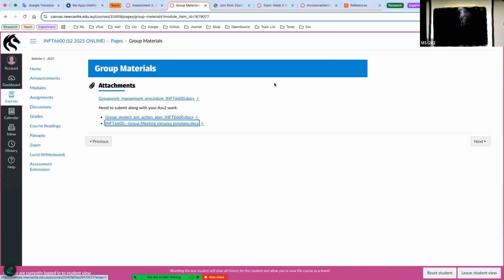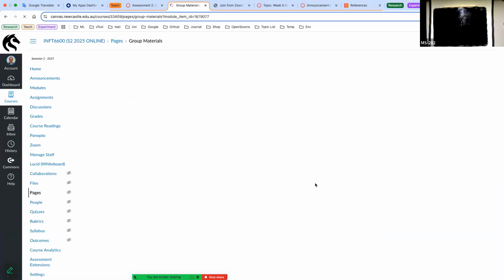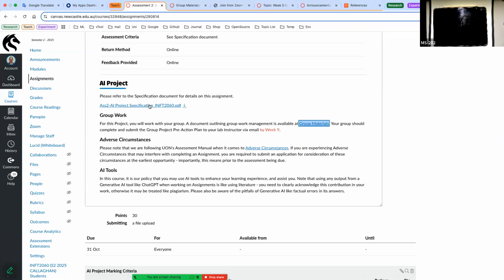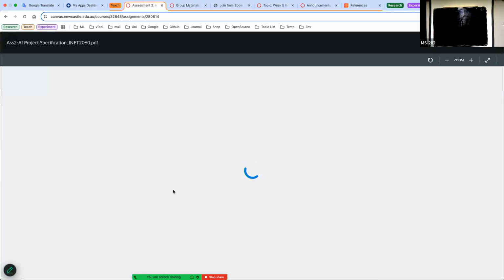As I said, this group work is due on week 12 Friday, and all the pre-action plan needs to be completed by week 9 Friday and submitted to the Canvas. Another thing I want to mention is the specification. The reason I released the assessment this week is that from this week, the content is related to your assessment too. This week, it's computer vision. We'll talk about the computer vision model.